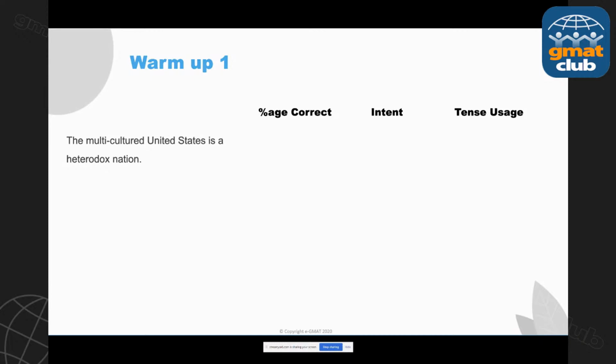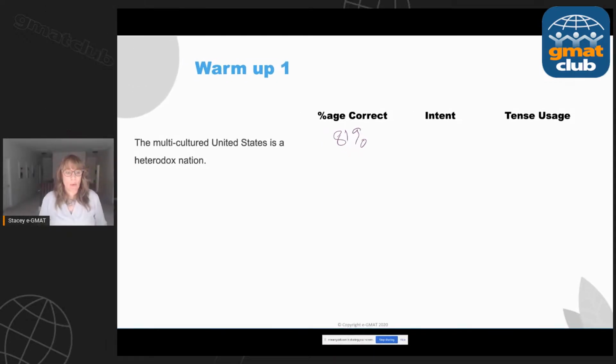warm-up. The multicultural United States is a heterodox nation. So this one, we had a higher percentage correct. About 81% of you got this question correct. Now, what we need to ask ourselves when we are looking at this little story is, what is the author's intent here? So obviously the intent the author is trying to communicate here, or this small micro story that the author is telling us, is to express a fact or a characteristic of the United States, right? It is telling us a fact that the United States is multicultural and it is a heterodox nation.